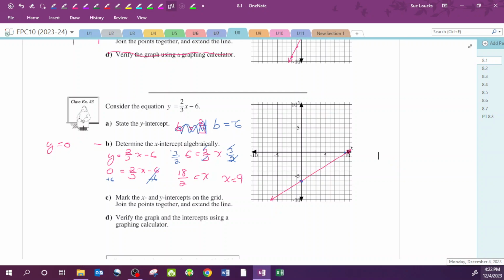So there's our line. You know what? Let's just double check this. Let's verify it using slope intercept. So my intercept is -6. So I started at -6 down here, and then my slope is 2 over 3. So if I go up 2 and over 3, up 2 and over 3, up 2 and over 3, yeah, I end up at the same spots.